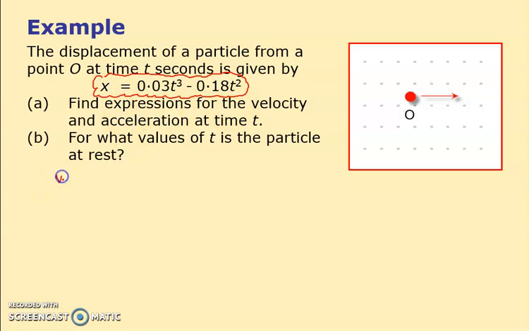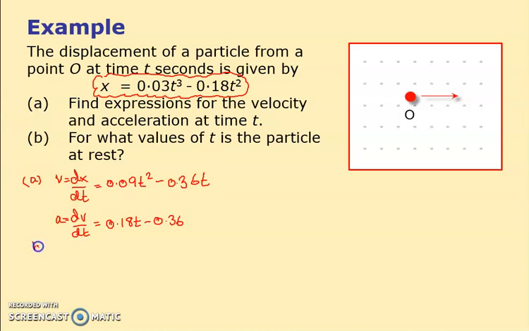Well, easy. v is dx by dt. We differentiate. So bring the 3 to the front, 0.09 t squared, minus, bring the 2 to the front, 0.36 t. We lost a power, there's only one left. That's v equals, and for a equals, I differentiate dv by dt. So now you look at this one and differentiate: 0.18 t minus 0.36. Excellent. So that's part A done.